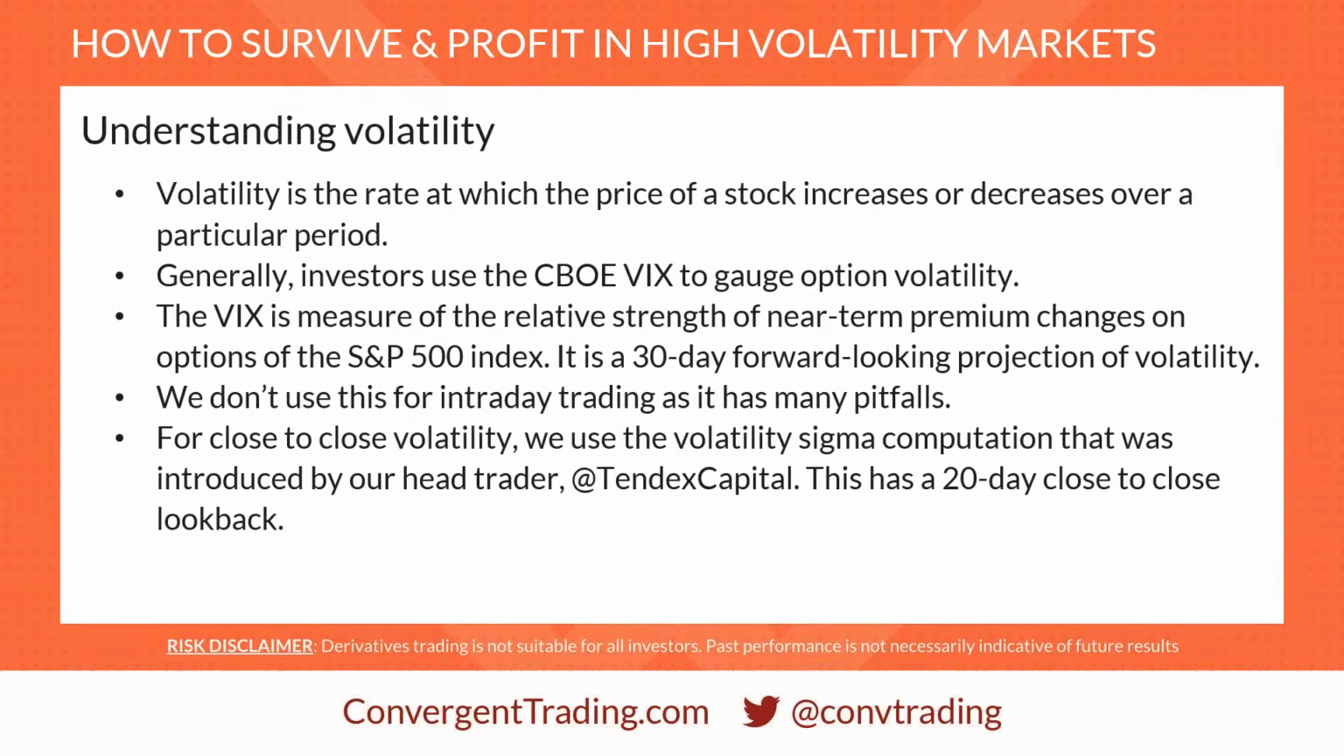We don't use this for intraday trading. It tends to be laggy in the way it responds. It also has some pitfalls in that it acts differently depending on the time of the month. My preference to measure volatility, if I had to measure volatility, and the one that we use, is called the close-to-close volatility sigmas. This is something that's produced every day at Convergent. I'm going to share with you this morning's volatility sigma chart.